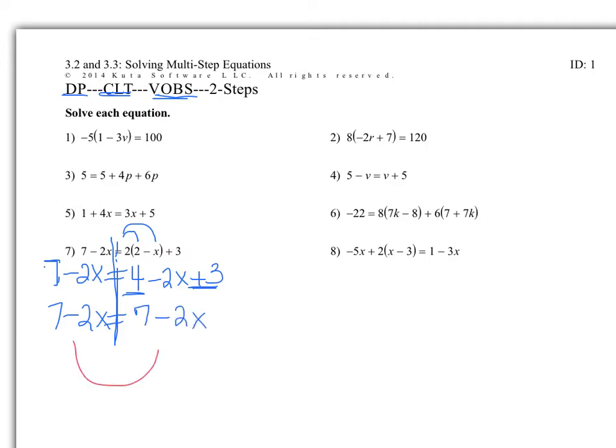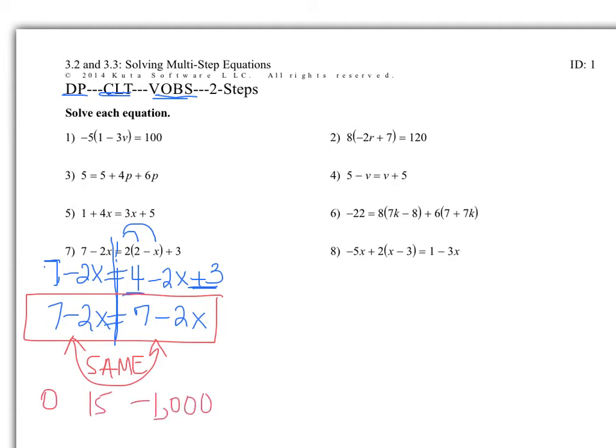Now, if you take a look at this, these guys are the same. That's a red flag for me. That means that no matter what x is, those are both going to be equal. X could be 0, x could be 15, x could be negative 1,000. It doesn't matter what x is. If you plug it in, it's always going to be equal. So the way we express our answers for something like this is all real numbers. That means x could be any real number, any number that exists. And we know that that happens when the left-hand side of the equation and the right-hand side of the equation are mirror images of each other.